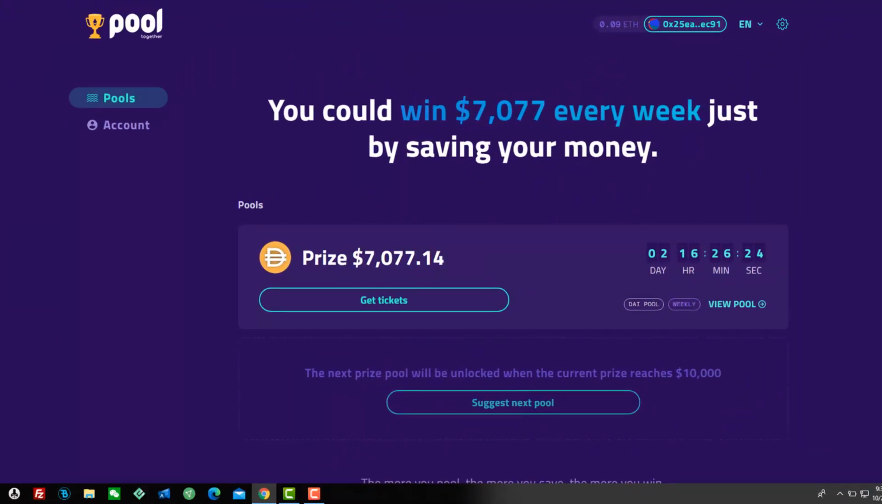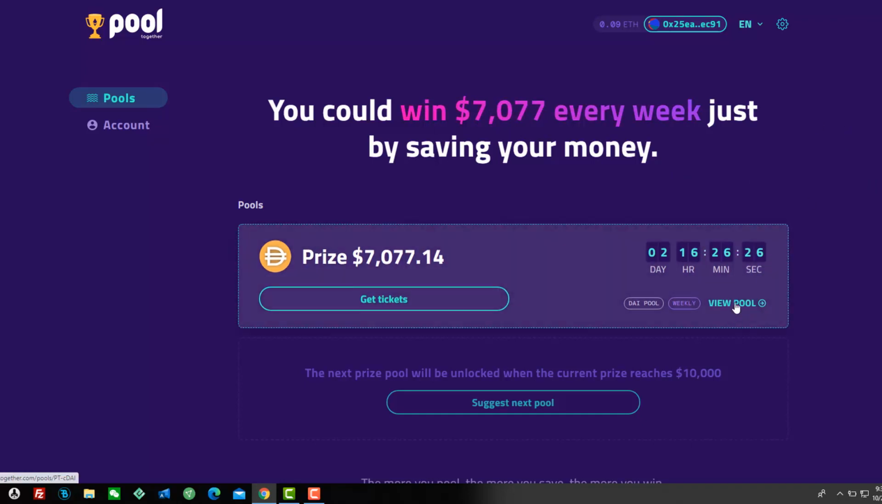You basically, in a nutshell, deposit, in this case, DAI. You get X amount of tickets. The more you deposit, the more chance you have to win. Every week, they announce the winners. You can win 7,077 this week. And once you deposit your DAI, if you keep it in for the next pool, it just goes on. Your deposited funds count for the next amount of tickets.